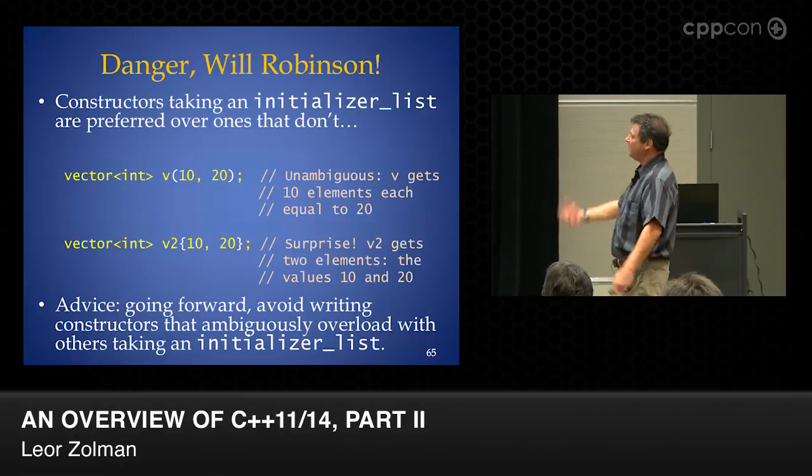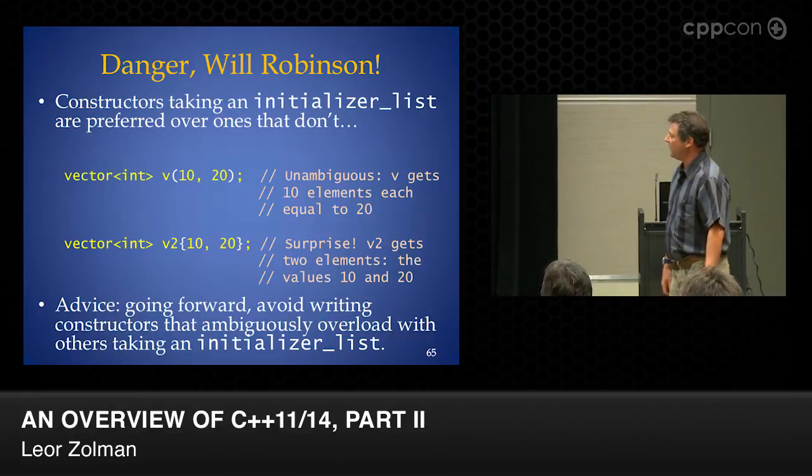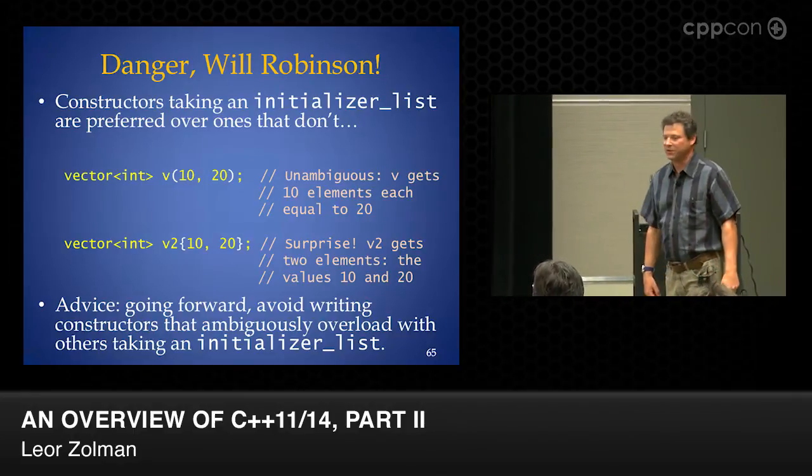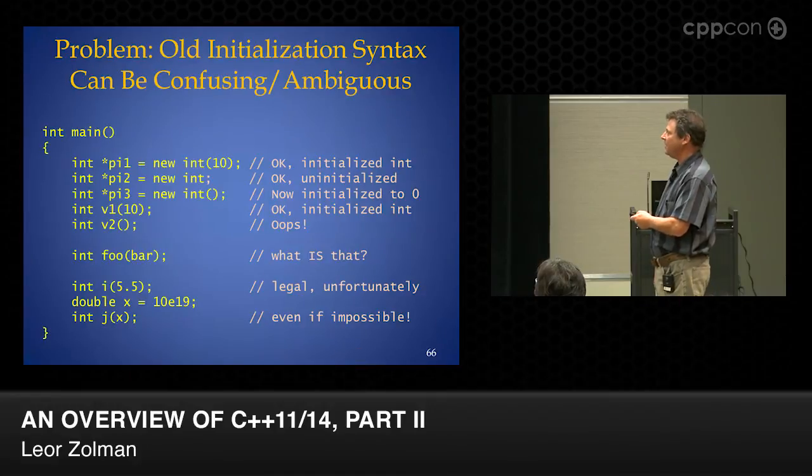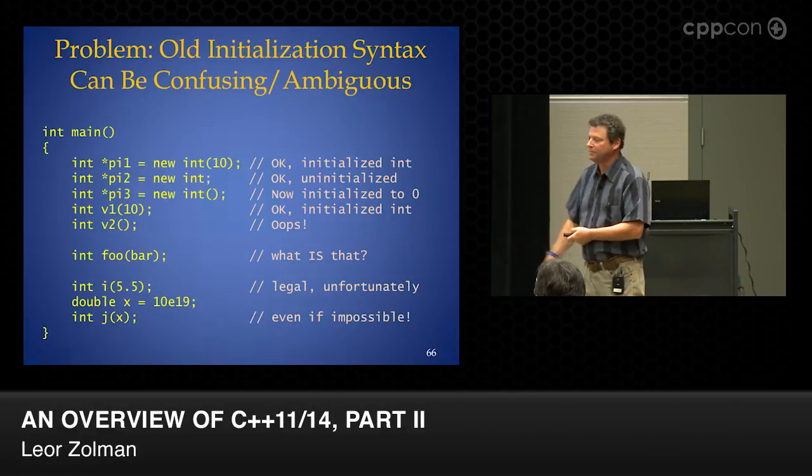So this slide is another example of all the ways in which initialization syntax from old C++ could be confusing and maybe not intuitive. If I say new int 10, that gives me a pointer to a dynamically allocated int initialized with 10. Fine. New int gives me a pointer to a dynamically uninitialized int, if that's what you want. If you put the parens here, it value initializes. So it'll be a pointer to a dynamically allocated int equal to 0.